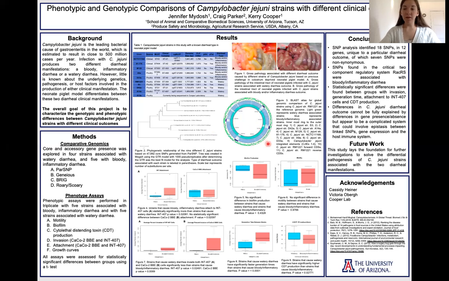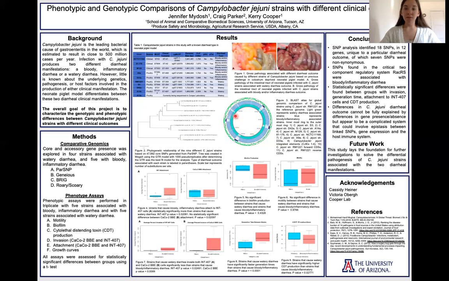Figure 3 is a BLAST atlas that is showing the genomic comparison of C. jejuni strains compared to strain RM1221, which is the strain that has the largest genome, and compared to the other groups of Campylobacter jejuni. So the green is the reference genome, and the light blue are the strains that are associated with bloody diarrhea, and the light green teal color are the strains that are associated with watery diarrhea.